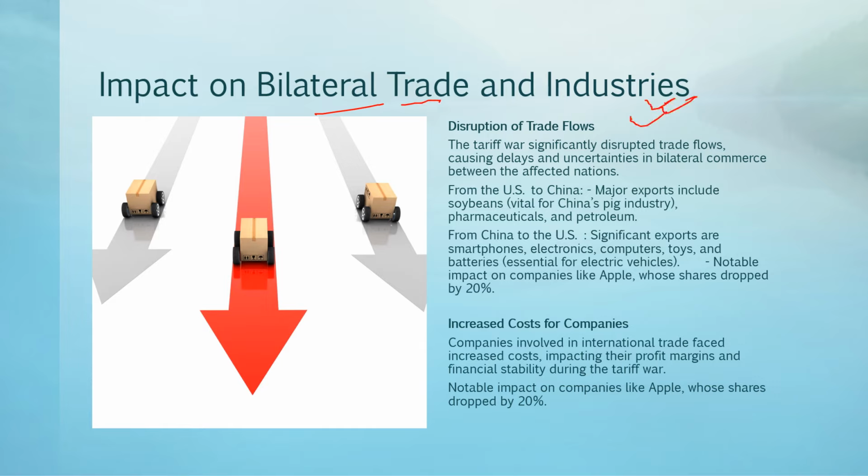So there is disruption of trade flows, obviously, and there will be disruption of the items which are exported from the US to China, and the items which are exported from China to the US. What the US exports to China: soya beans, which are vital for the pig industry, pharmaceuticals and petroleum. So all these supplies will be disrupted for China. Then what China exports to the US, you should know. China exports smartphones, electronics, computers, toys. So ये जो चीजें हैं ये भी impact होंगी यूएस के लिए, right?